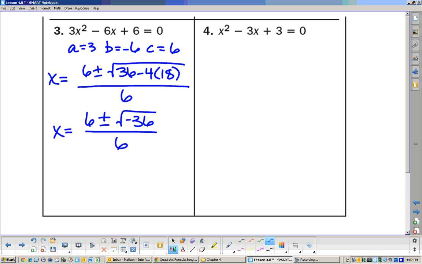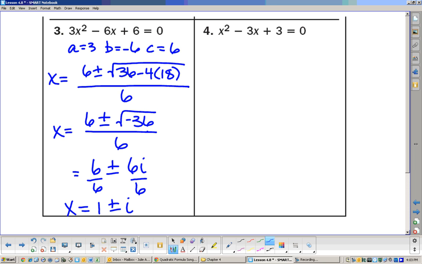Well, I can see because that's a negative 36, I'm going to have an i. So what do I have so far? I have 6 plus or minus 6i over 6. If I put that in standard form, I'm going to have 1 plus or minus i for my values of x. 2 answers, but both have an i in them because I got a negative under here.